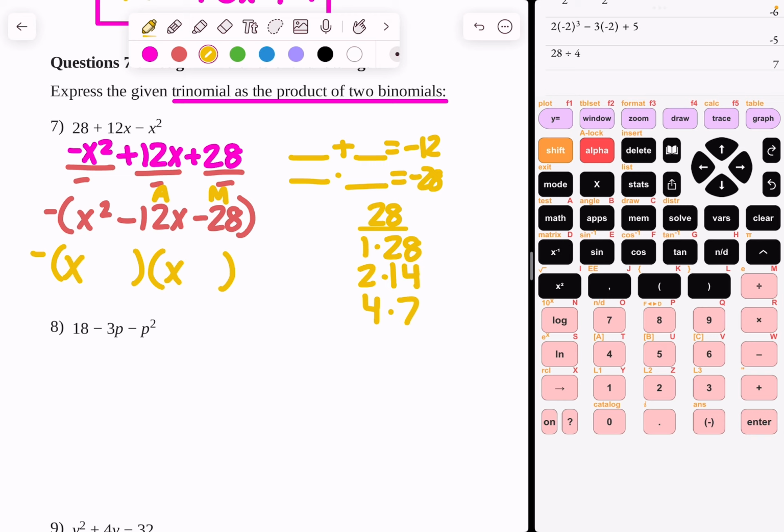2 and 14 seems like it would work. Let's see which one should be negative. 2 minus 14, or do we do 14 minus 2? Because I want negative 12, it's a positive 2 and a negative 14. And this is our final answer.